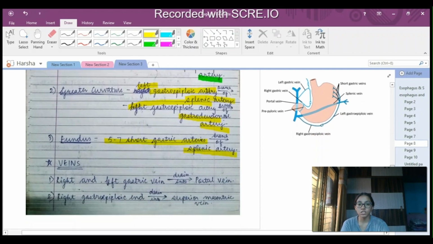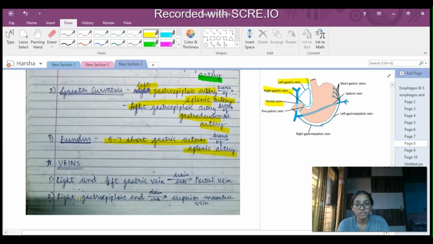Next is the venous supply. So the venous supply is mentioned over here in the diagram: the right and the left gastric vein. This is the right gastric vein and this is the left gastric vein. So the right and left gastric veins will drain into the portal vein. This is the portal vein.